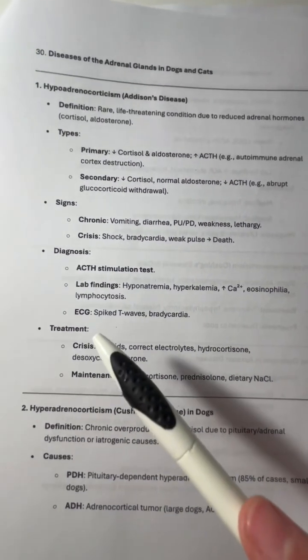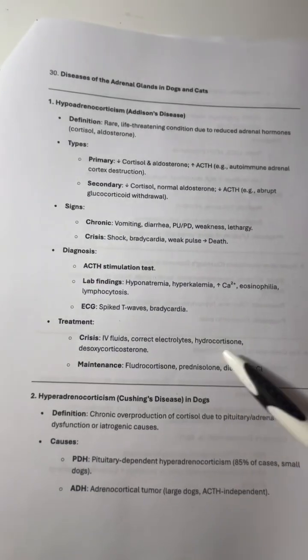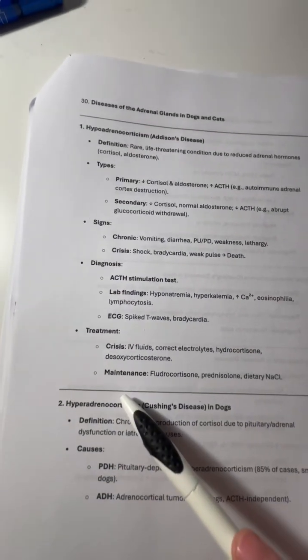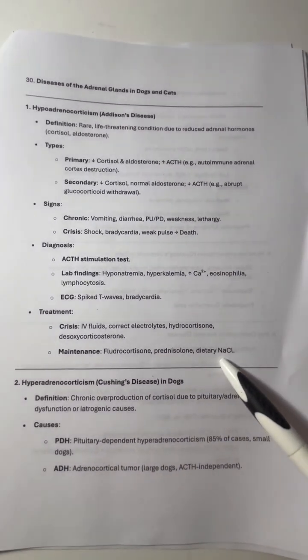For treatment, in the case of Addison's crisis, give IV fluids and correct the electrolytes, and give hydrocortisone. And for the maintenance, give fludrocortisone and prednisolone, and dietary sodium chloride.